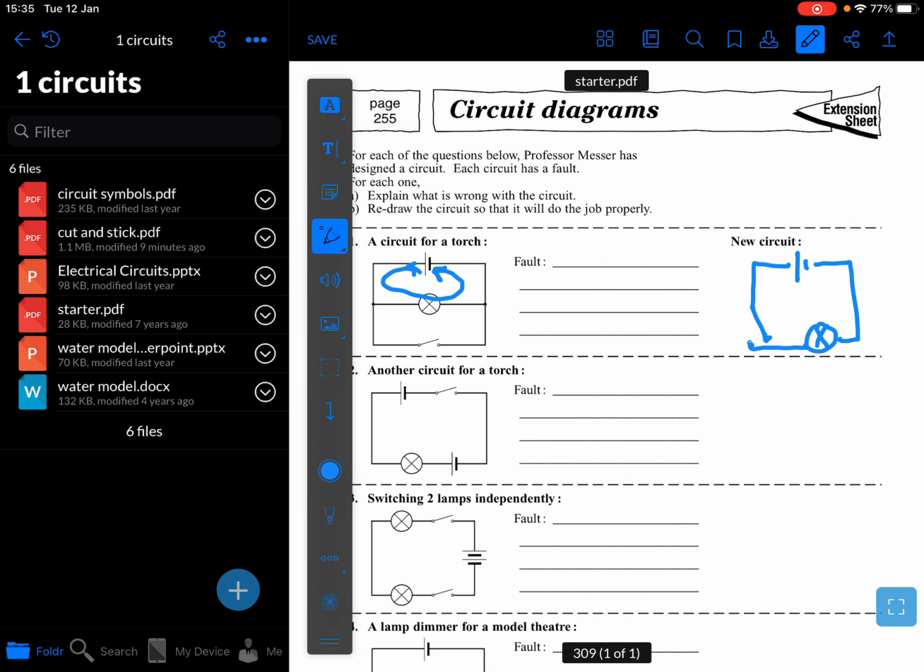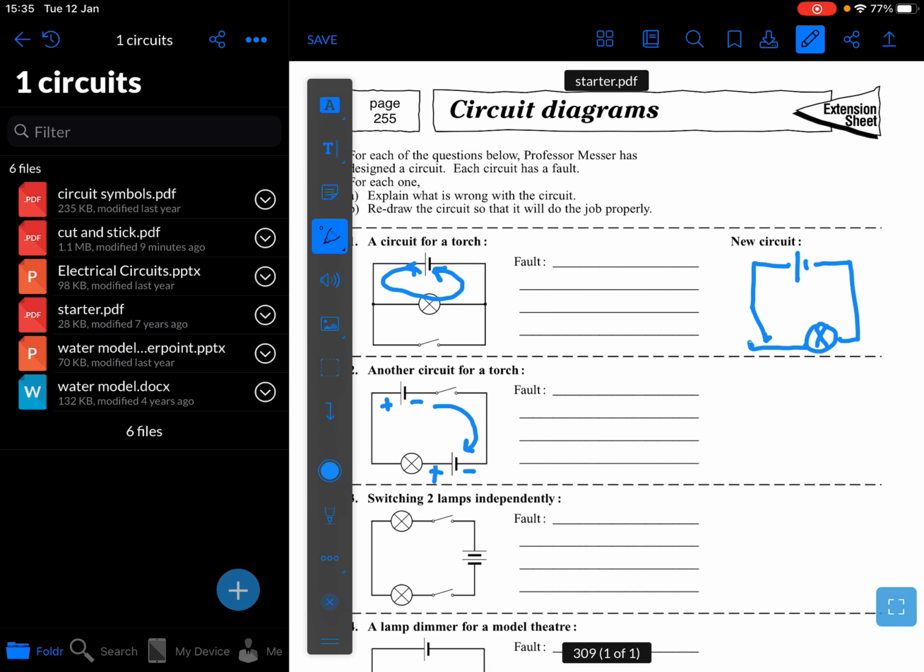Number 2, another circuit for a torch. Now here you have 2 cells. Unfortunately, you know when you put batteries in a torch, ironically, or in anything, you need to make sure they're pointing the right way. You have a plus and you have a minus end, and they always need to point the right way. Can you see here, the long side is actually the plus, and the short side is the minus. And then here, if we go round the circuit, it goes minus and then plus.